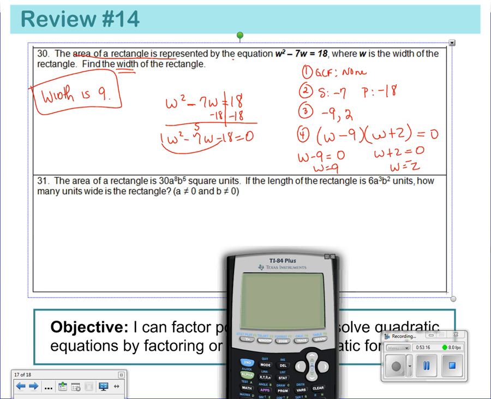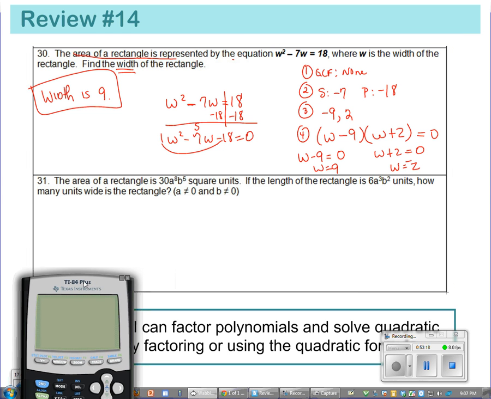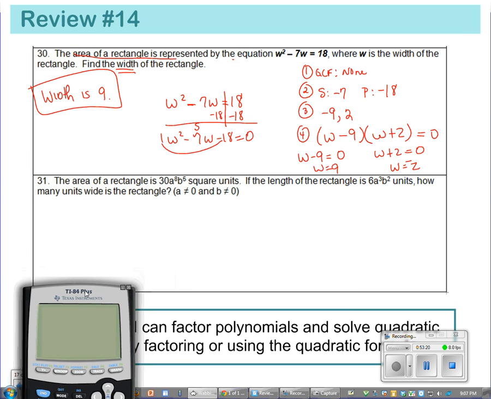Our last problem they give us, which is one I started on: the area of the rectangle is 30a to the 8th b to the 5th square units. If the length is given as 6a cubed b squared, how many units wide is the rectangle? This is where we need to know area is the length times the width. Notice it is not asking us to find what the width and the length are. Also, you have two variables rather than one.